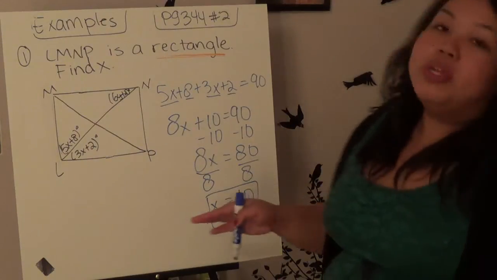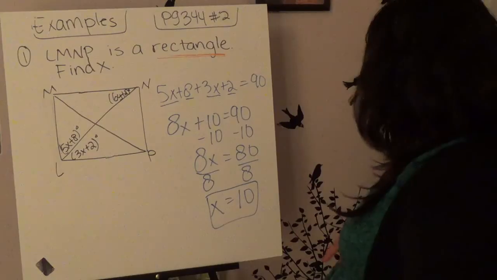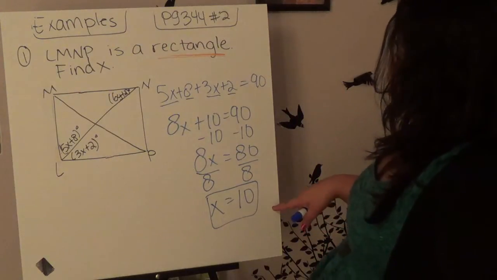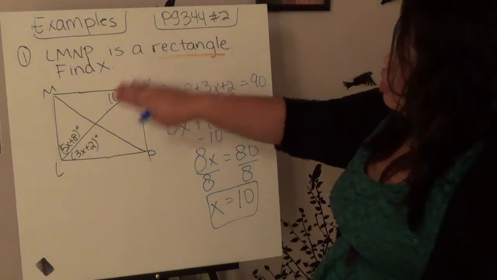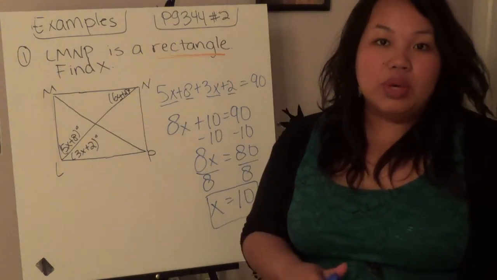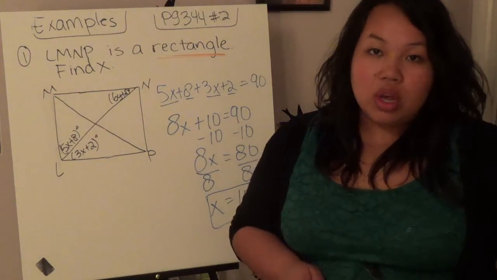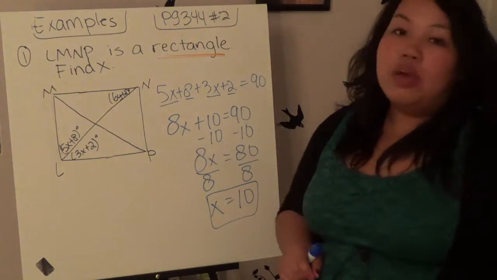So it's the same thing that you'll be doing in 6.2: you're going to find out what kind of shape it is and then use the properties in order to find what the question is asking for. Go ahead and try page 344 number 2, and I will see you in class.